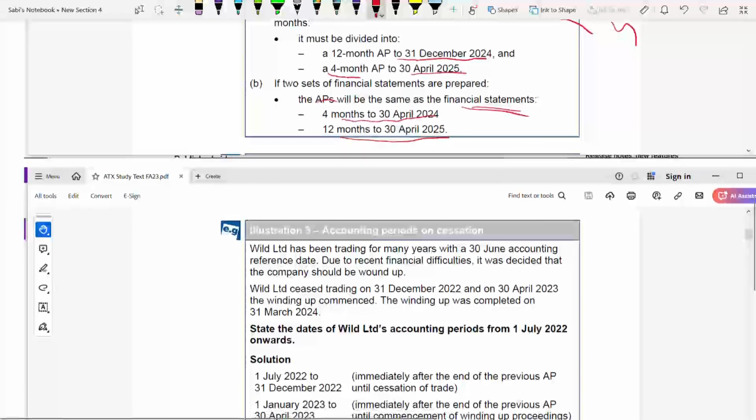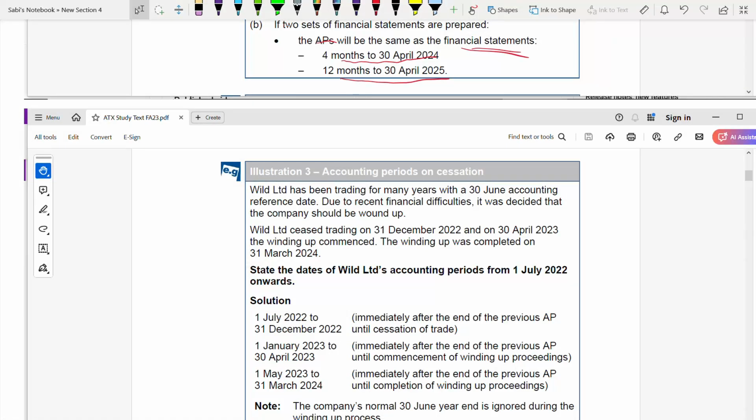Now illustration 3. Accounting periods on cessation, when you are ceasing. State the dates of the accounting periods from 1st July 2022 onwards. The company has been trading for many years with a 30th June accounting date. Due to financial difficulties, they decided to wind up. It ceased trading on 31st December 2022, and on 30th April 2023 the winding up commenced. The winding up was completed on 31st March 2024. That means up till this date you have to write.